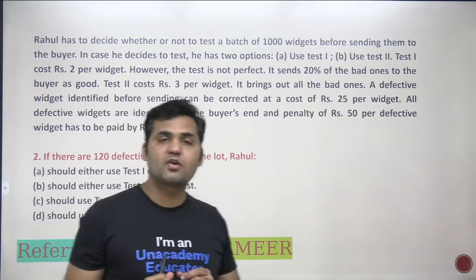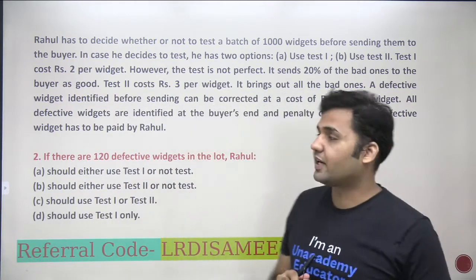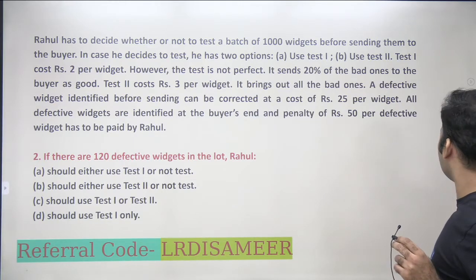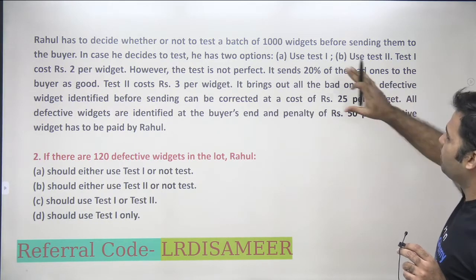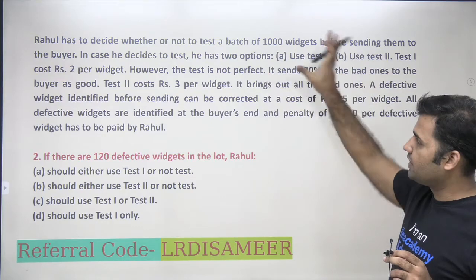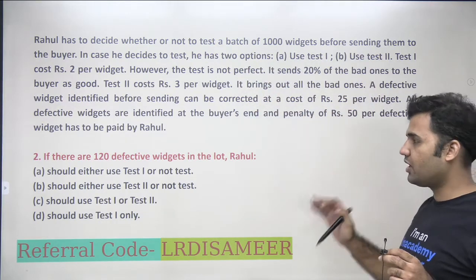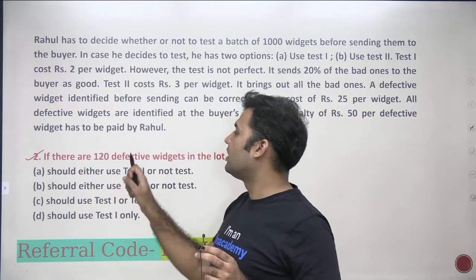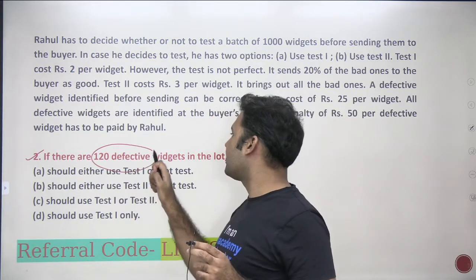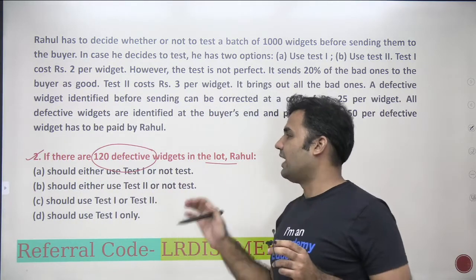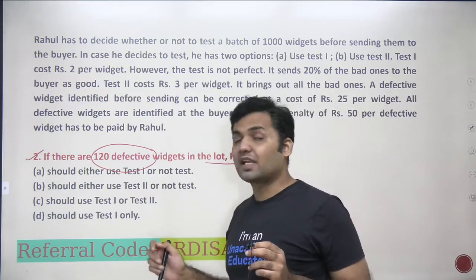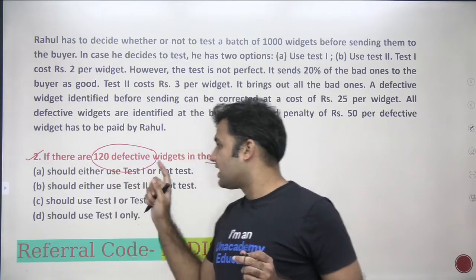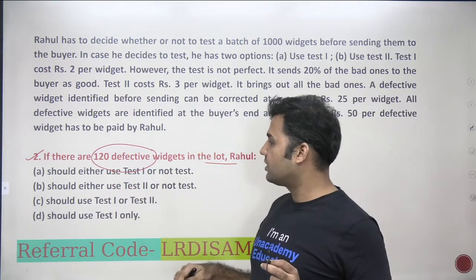Here is question number 2 of this DI caselet that we will be discussing in this video. We have already discussed the instruction part. I hope you have understood the complete structure of the question. The question is asking: if there are 120 defective widgets in the lot, which option is best for Rahul? That means which option is profitable for Rahul? Whether he should test one or should not test.